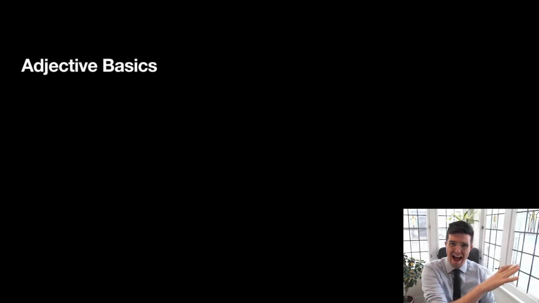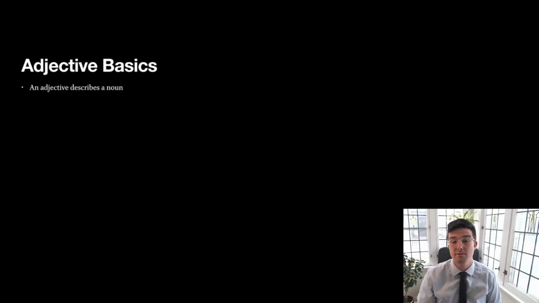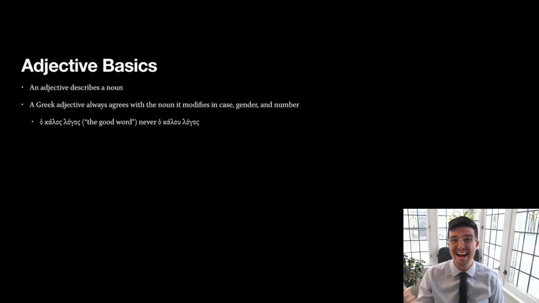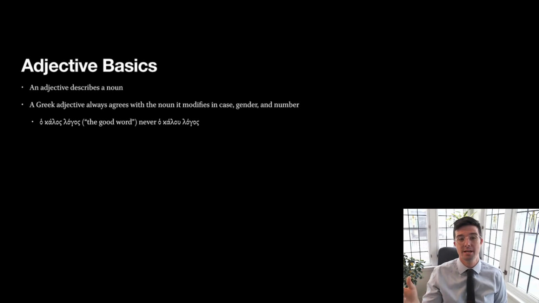So if you remember back to when we introduced adjectives, we said that at its most basic level, an adjective is a word that describes a noun. And this is true of adjectives in all languages. In Greek, an adjective is going to agree with the noun that it modifies in three different things. The first is case, the second is gender, and the third is number. So unlike pronouns, which only agree with the noun they match, or their antecedent, in gender and in number, an adjective is going to match the noun that it goes with in case, gender, and number, in all three of those things.